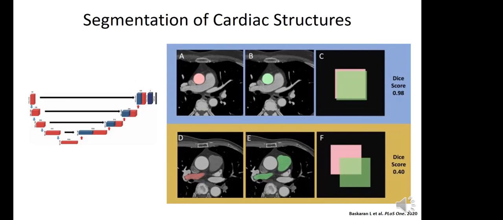Green are the ground truth labels and red are the prediction masks. On top, the ascending aorta is predicted well with excellent overlap between both masks, but on the bottom, the pulmonary artery prediction mask is missing a portion of the artery, as evident by the green area that is missing from the prediction mask.